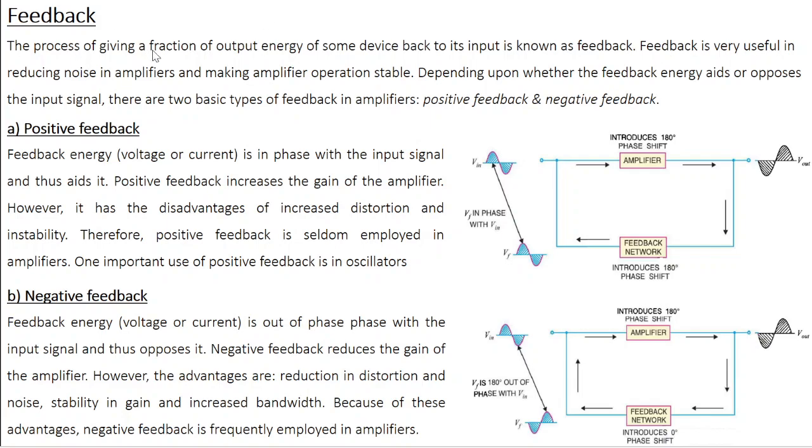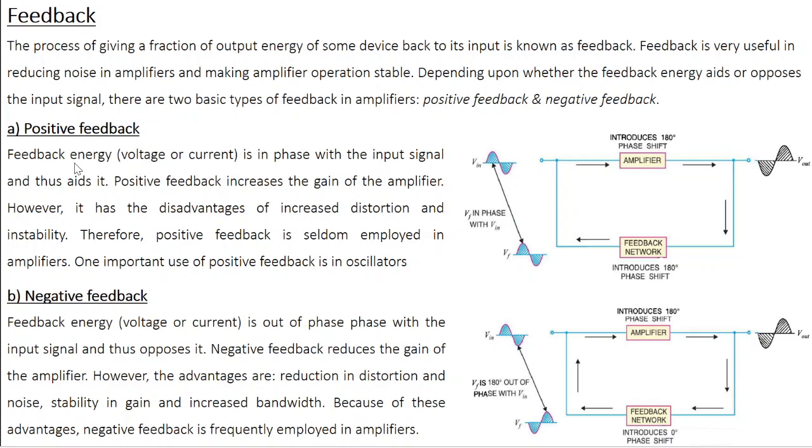The process of giving a fraction of the output energy of some device back to its input is known as feedback. And feedback is very useful in reducing noise in amplifiers and making amplifier operation more stable. Depending upon whether the feedback energy aids or opposes the input signal, there are two basic types of feedback in amplifiers. One is positive feedback and the other is negative feedback. Let's first talk about positive feedback.